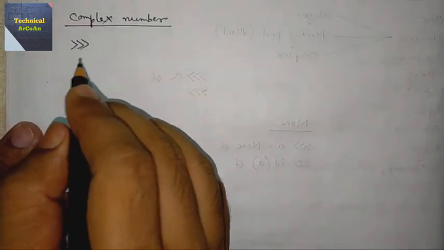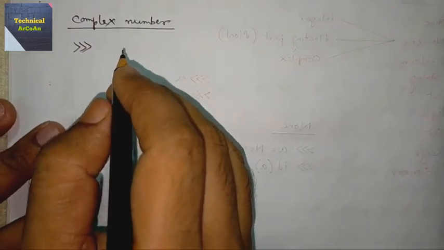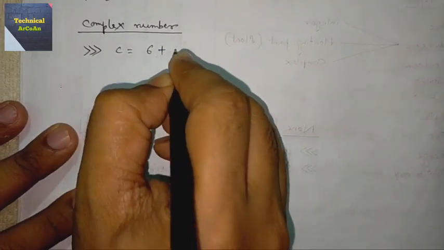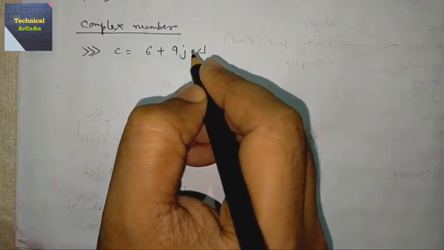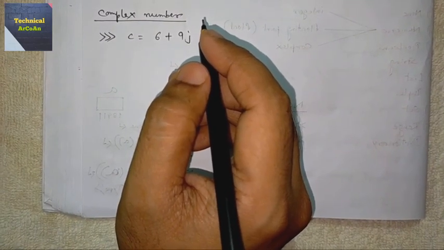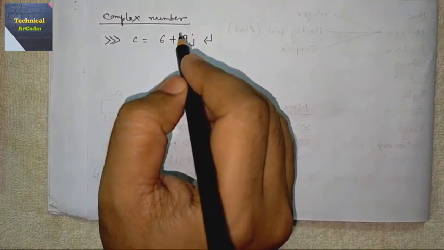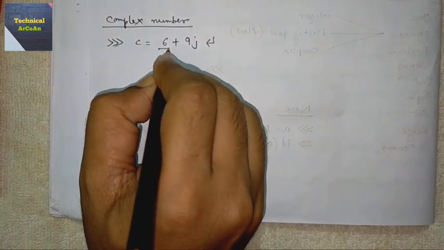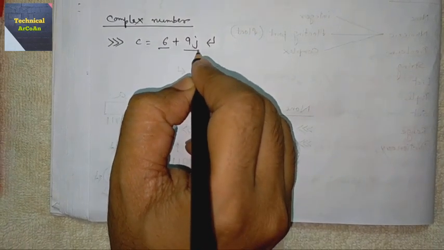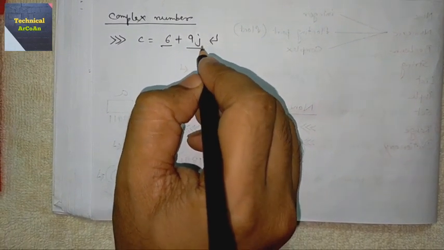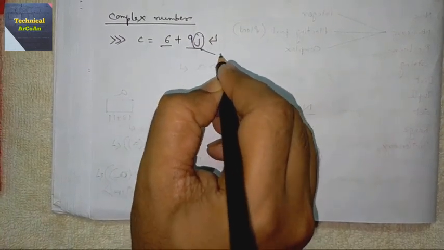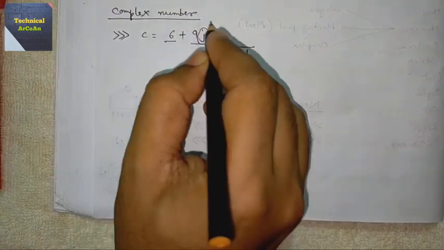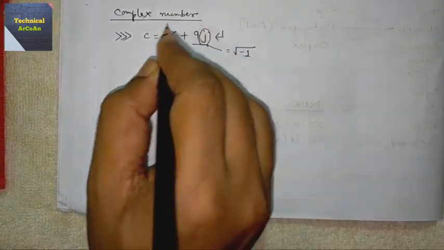Now let's go for another data type, the complex number, which is included in Python. For an example, suppose we write c equal to 6 plus 9j. In Python, complex numbers are specified as a real part and an imaginary part. This is your real part and this is your imaginary part, and the imaginary part is defined by the j. In Python, j represents root over minus 1. In that way, in Python we write the complex number.